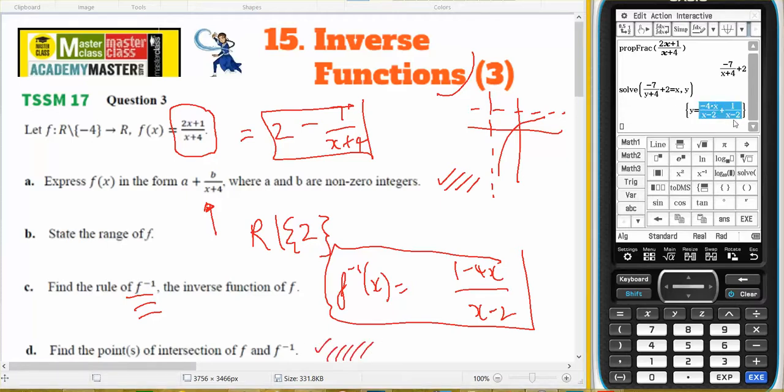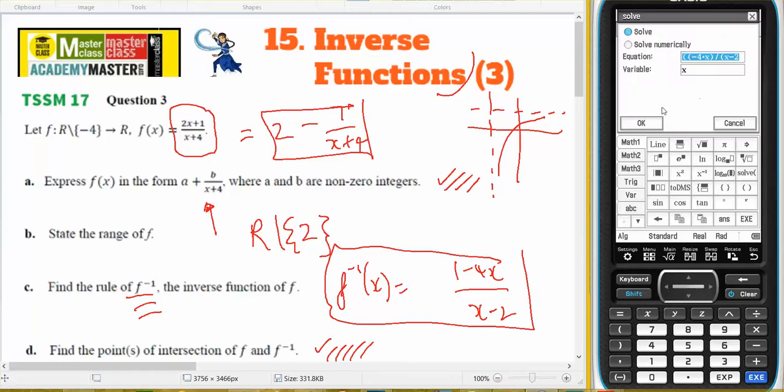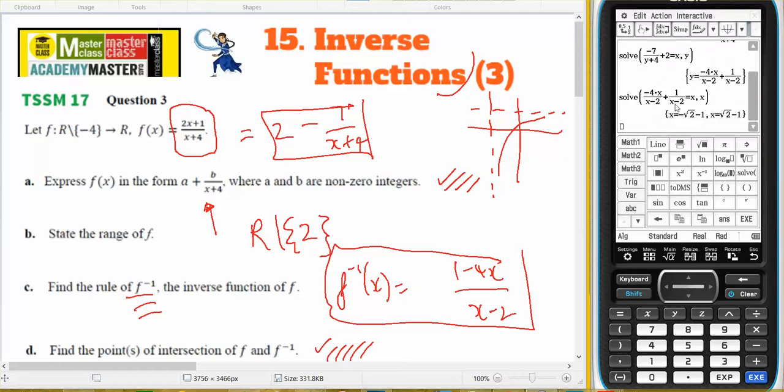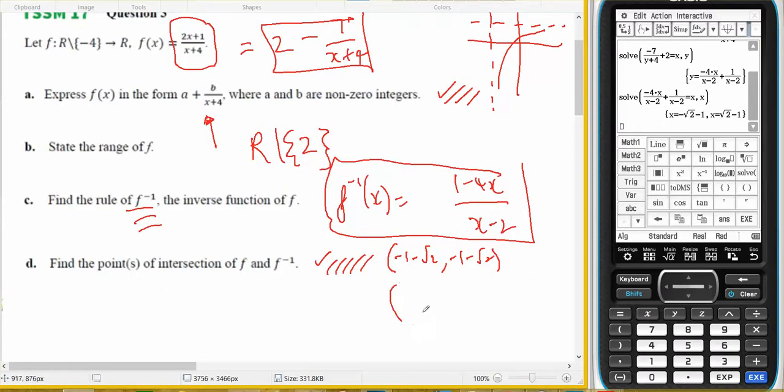So where does this equal x? And if I go interactive, advanced, solve for x, I get 2 answers, and the points of intersection will be -1 minus root 2 and -1 minus root 2, because the y value and the x value will be the same, and -1 plus root 2 and -1 plus root 2 will be my 2 points of intersection.